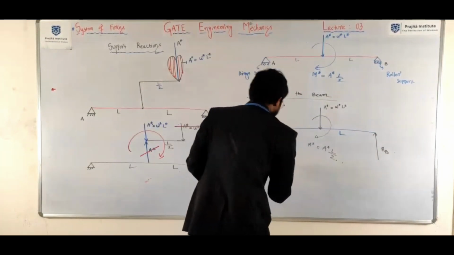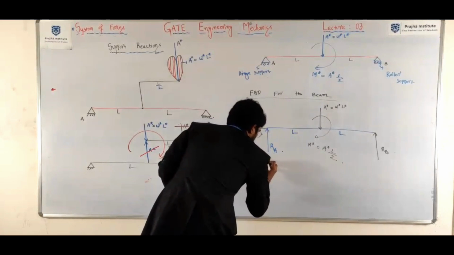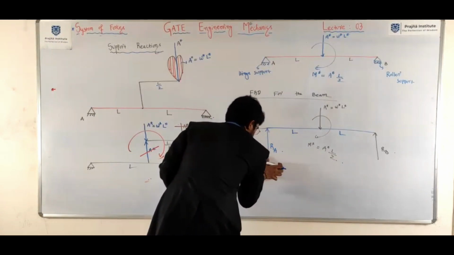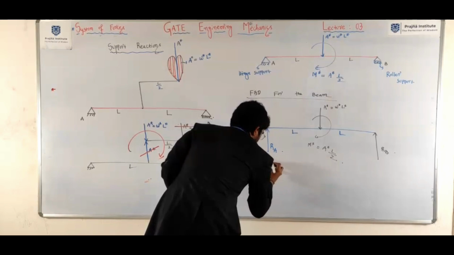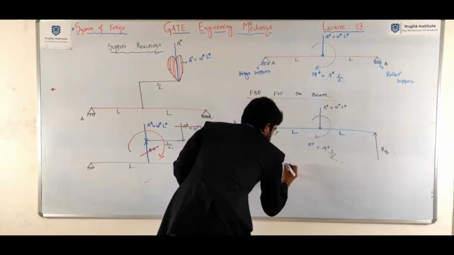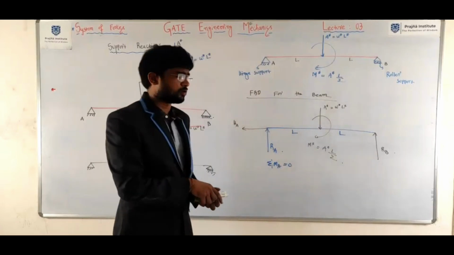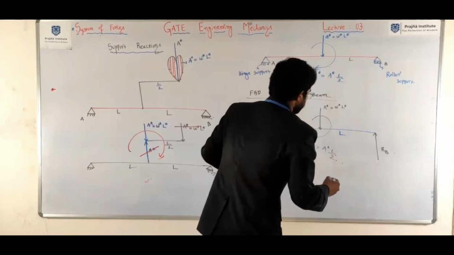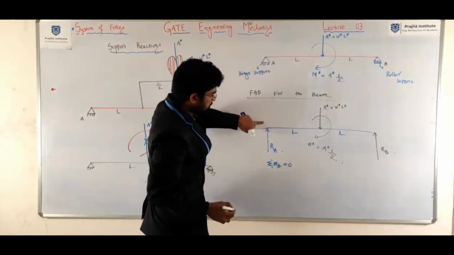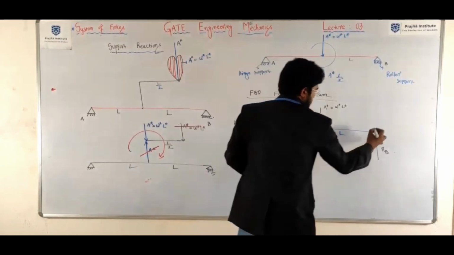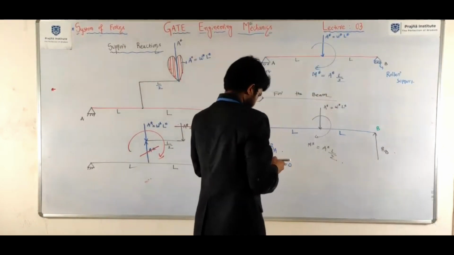Now, apply moment about A. Here, moment about A equal to 0. Why? Because here it is a simple support, moment about A equal to 0. Next, tell me, RB into... keep your finger here. This is A, this will be B.